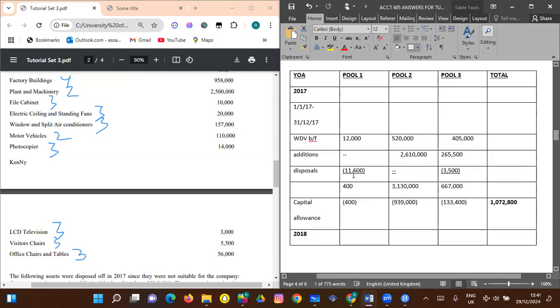All right. So now we are left with pool 3 and pool 2 assets here. For pool 2, we have plant and machinery and then motor vehicles. When we add them, we get 2.5 million plus this 110 million. We get this. Then file cabinets and the rest of them. When we add all of them, this is what we get for pool 3. So these are the additions that were made in pool 3 during the year 2017.